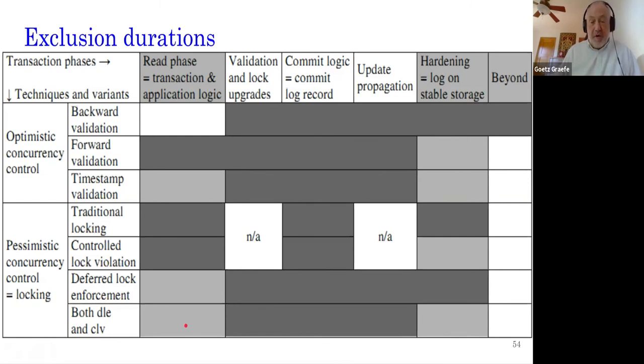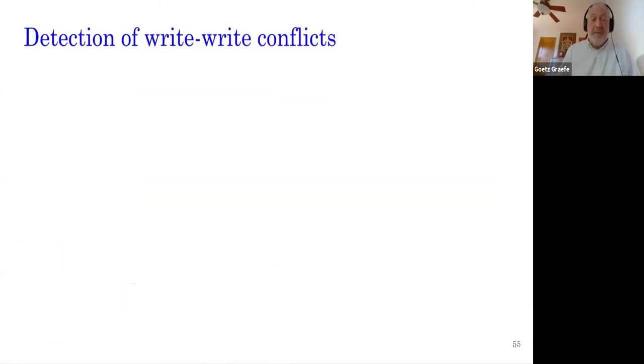If we combine deferred lock enforcement and controlled lock violation, practically we get rid of exclusive locks during both the long running phases. So now we have something that looks very different from traditional locking. And we have gotten rid of a lot of false conflicts, but we can do better. And by doing better, we focus on write-write conflicts for a moment.